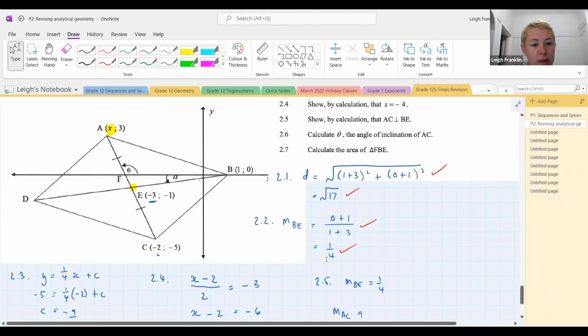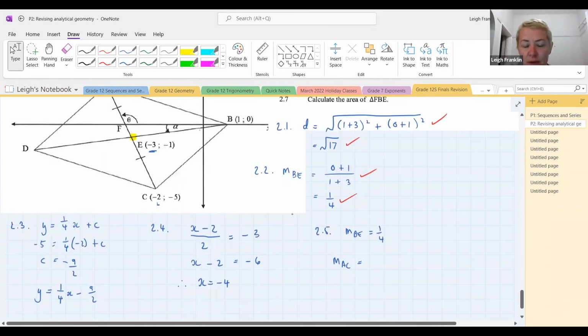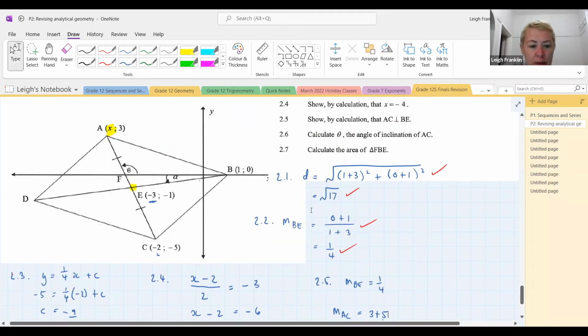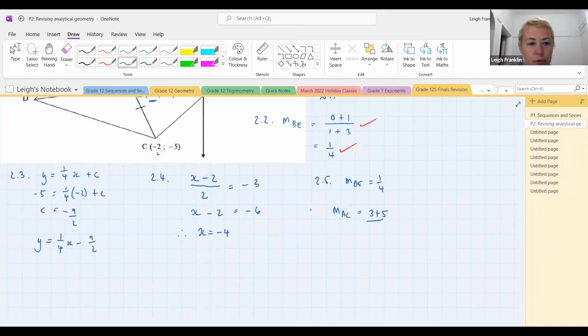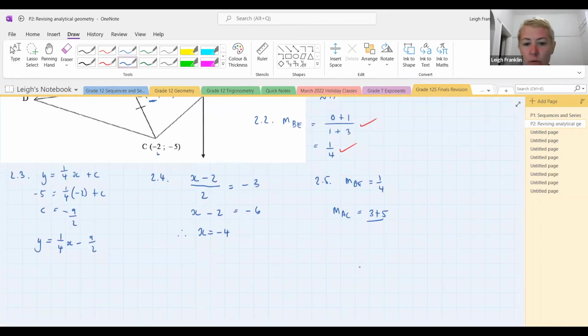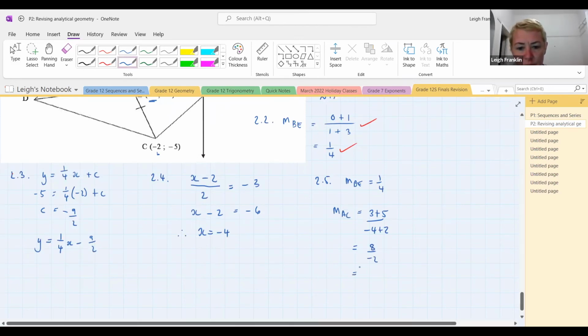So that is going to be 3 plus 5 over, and then x is equal to -4. So it's -4 plus 2. Did I do that right? Yes, -4. Yeah, -4 plus 2. Okay, which leaves us with 8 over -2, which leaves us with -4.